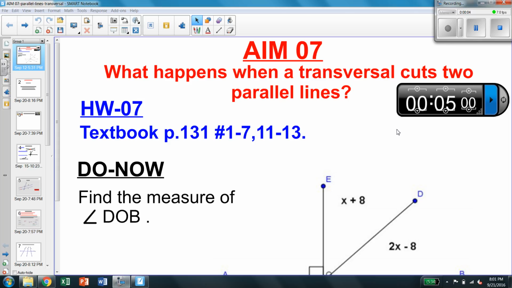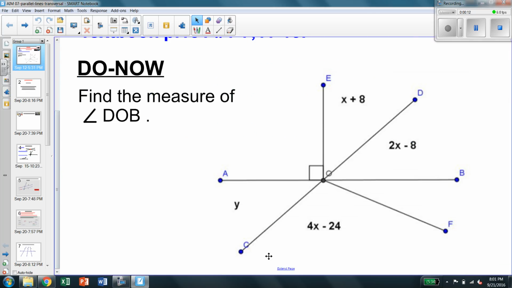Today we're going to be discussing parallel lines and transversals. So just to recap what we did yesterday, we were looking at angle relationships and trying to figure out angle measures based on those relationships. As we see here in this example, we don't have a lot going on. We have some angles, no just degree measures, and some algebra and some other angles.